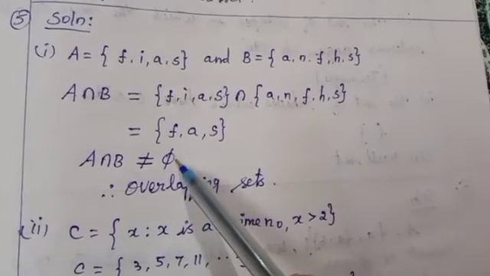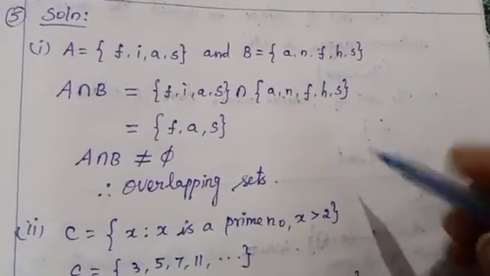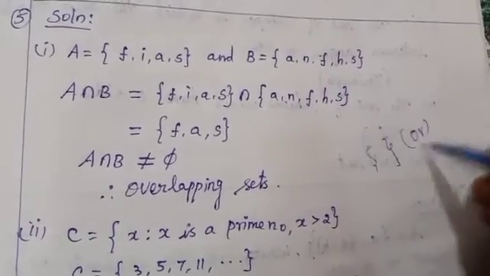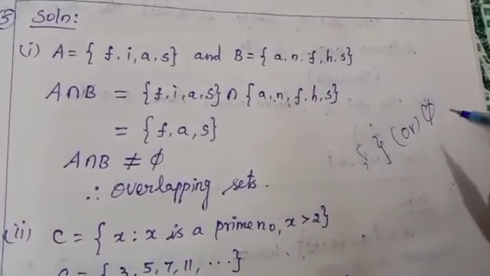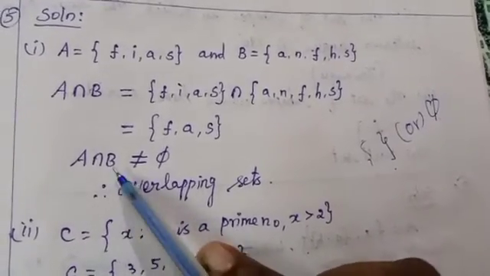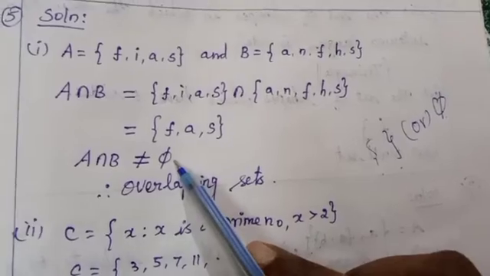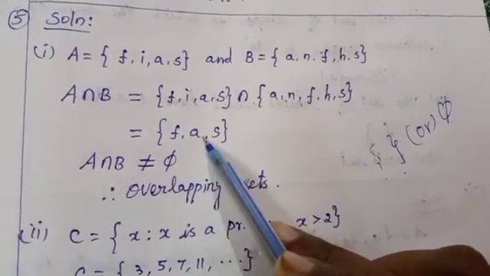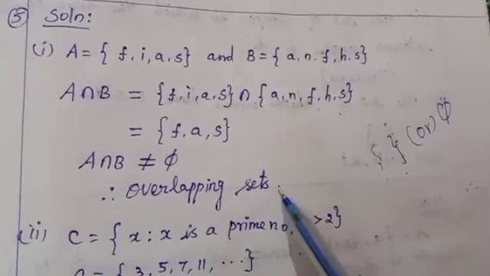This is called empty set. For empty set we have to use this symbol, curly bracket, this symbol, or phi. Okay. These two denote empty set. So A intersection B not equal to empty set. Not equal to empty set means what? They have common elements. So it is called overlapping sets.